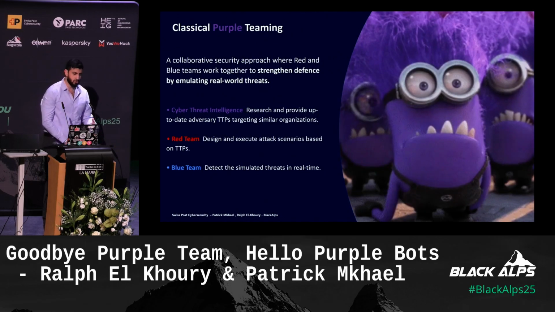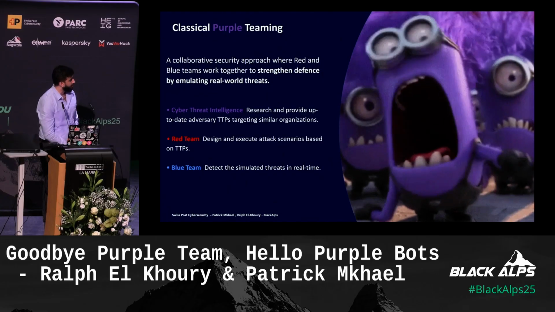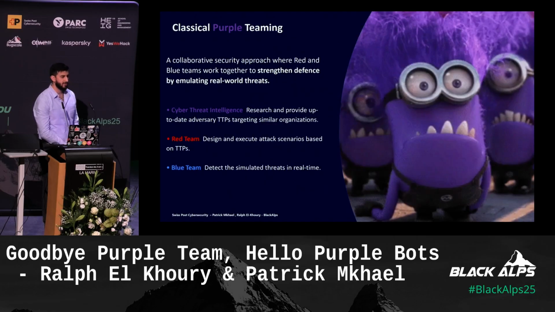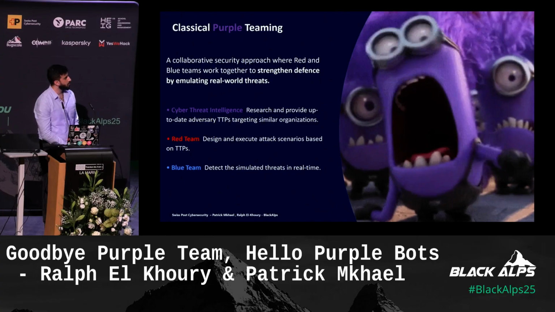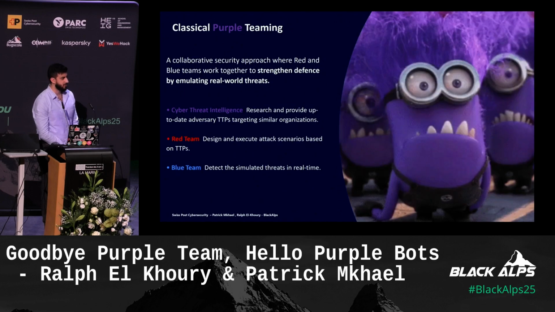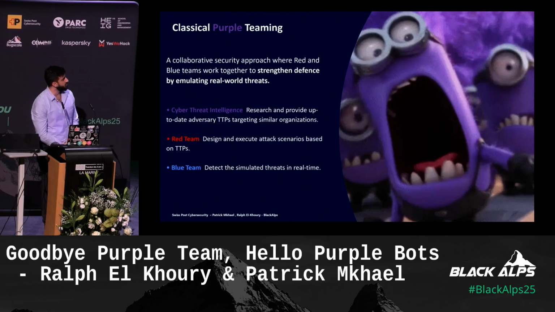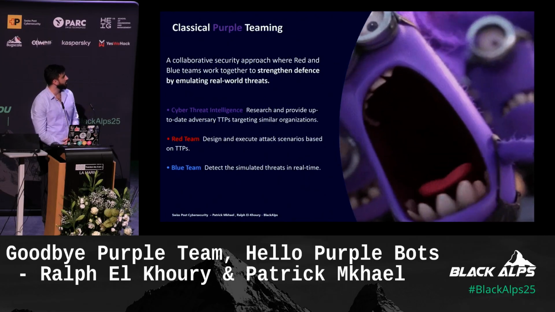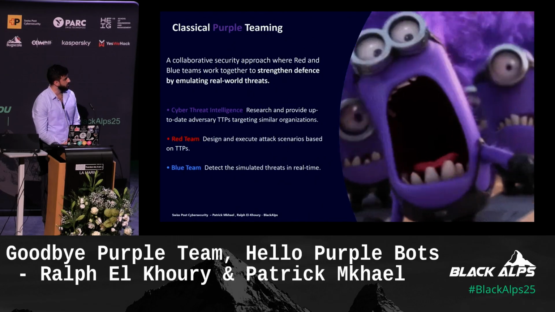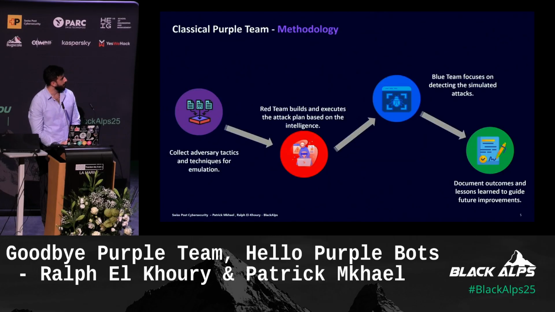So the old school classic purple teaming mainly has 3 teams: the cyber threat intelligence team that's going to collect the TTPs, the techniques, tactics, and procedures that are going to be used during the purple team, based on the APT team that usually targets the client. Then the red team will get those feeds from the cyber threat intelligence team and will perform its attacks. And then the blue team will check the detection that occurs post attack.